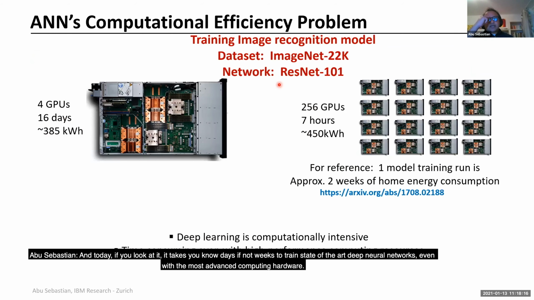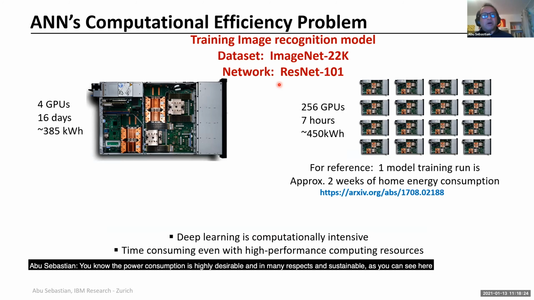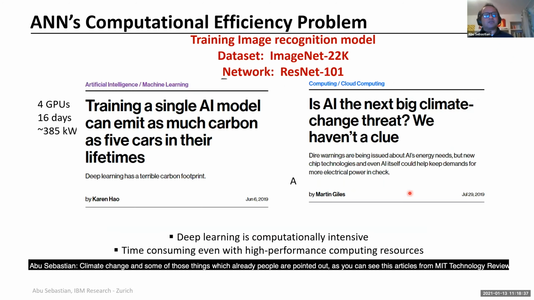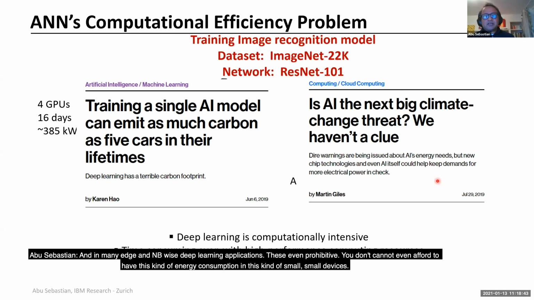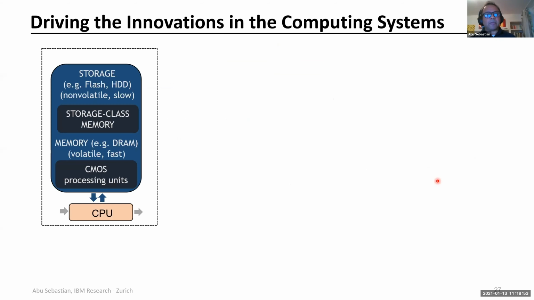And today, if you look at it, it takes days, if not weeks, to train state-of-the-art deep neural networks, even with the most advanced computing hardware. The power consumption is highly undesirable and in many respects unsustainable. As you can see here, to train one of these networks, it takes 2 weeks of home energy consumption, and it's definitely not helping with climate change and some of those things which people have already pointed out, as you can see in these articles from MIT Technology Review. And in many edge and end device deep learning applications, this is even prohibitive. You cannot even afford this kind of energy consumption in such small devices.